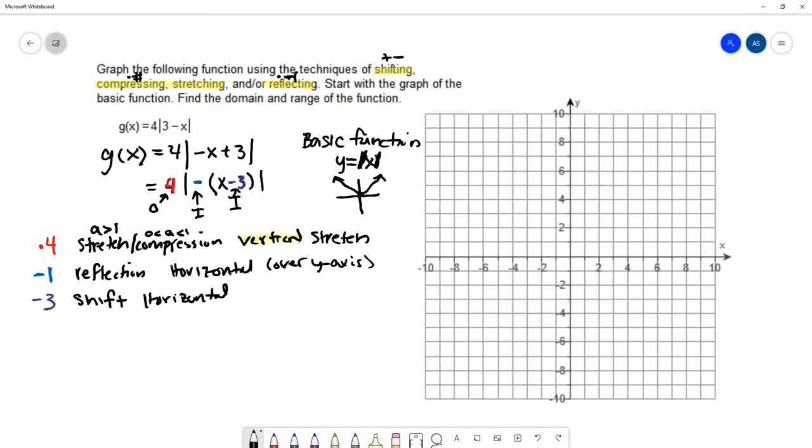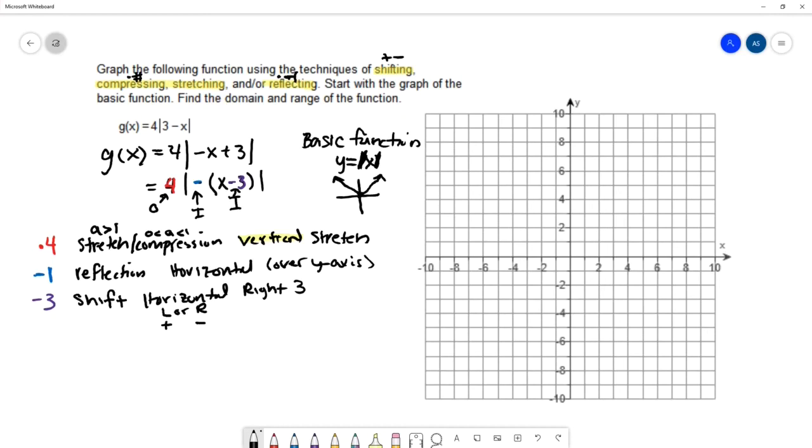And then with our shift, we have a horizontal shift that's either left or right. And moving to the left would be a plus, and moving to the right would be a minus. So because we have a minus, we know that our shift is going to be to the right 3. So we can now use these transformations to draw the graph of this function.